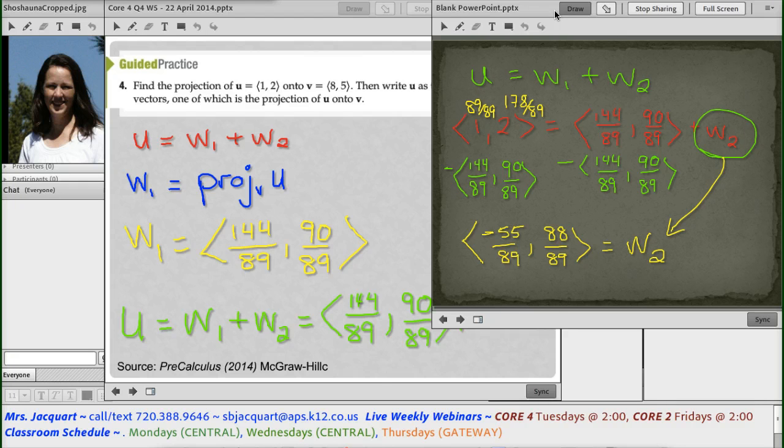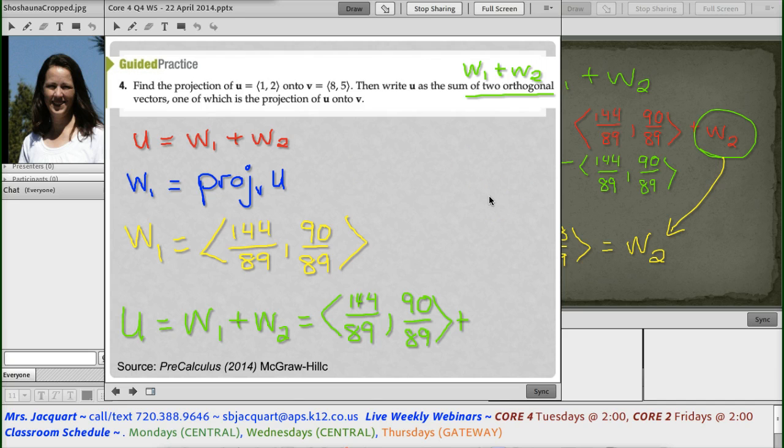Okay, so with that knowledge, we're going to go ahead and put that over here. Negative 55, 89. And 90. So those are my two answers. And this is the sum. Those are the diagonal ones. Sweet.